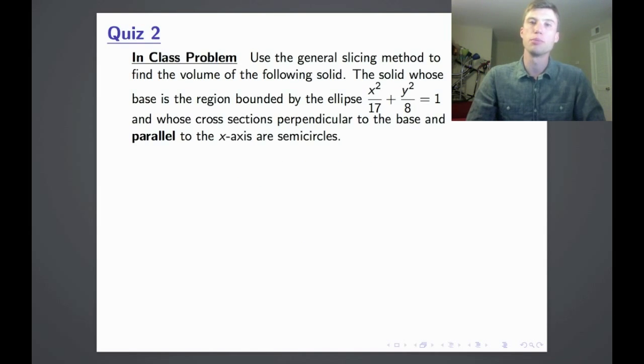The in-class portion of quiz number 2 asked us to use the general slicing method to find the volume of a given solid. The solid of interest has a base region bounded by the ellipse x squared over 17 plus y squared over 8 equals 1, and the cross sections of our shapes, which are perpendicular to the base and parallel to the x-axis, are semicircles. We will assume that the diameter of the semicircle lies along this base.